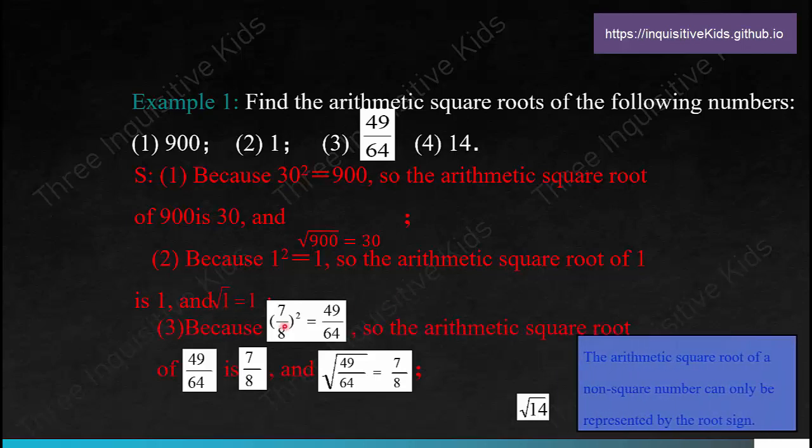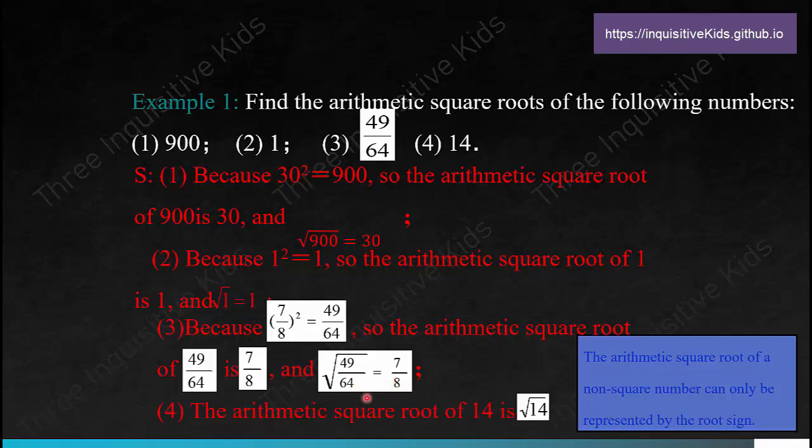Because 7/8 squared is equal to 49 over 64, the arithmetic square root of 49 over 64 is equal to 7 over 8. And if you look at this, the top, 49, is just the square of 7, and 64 on the bottom, on the denominator side, is 8 times 8.